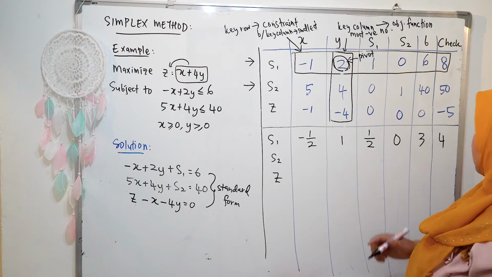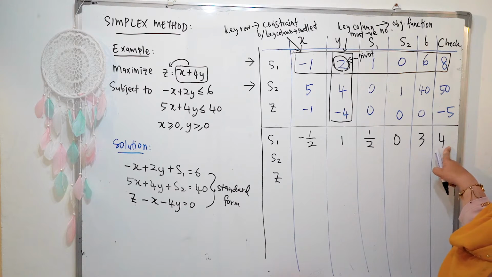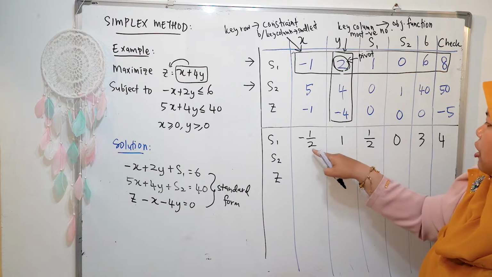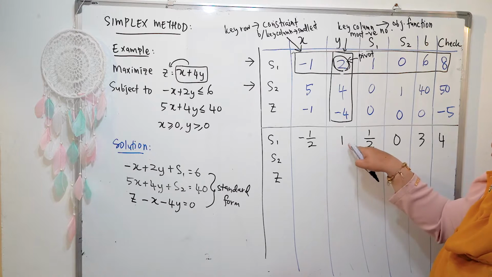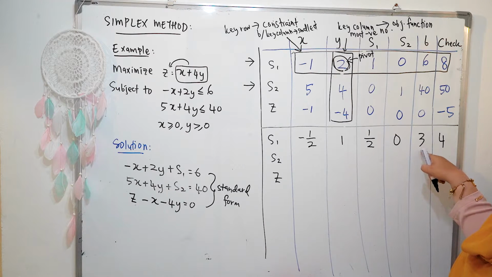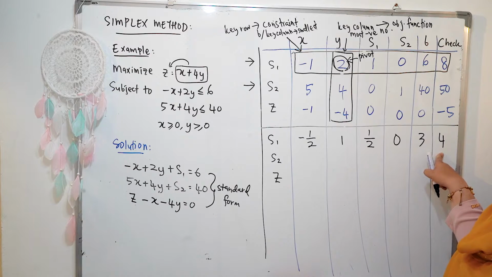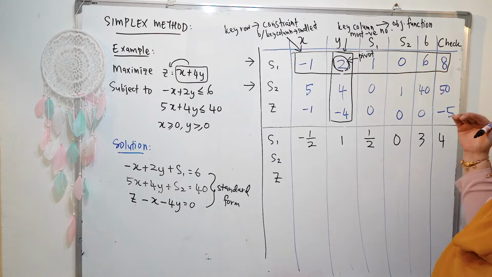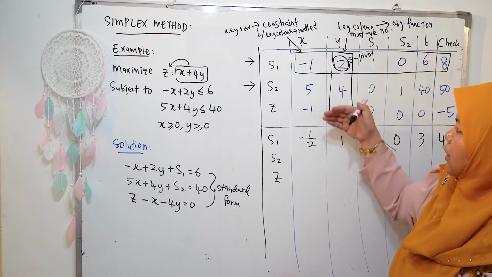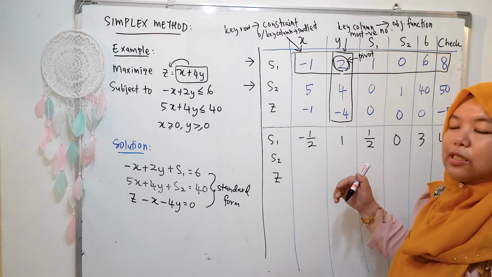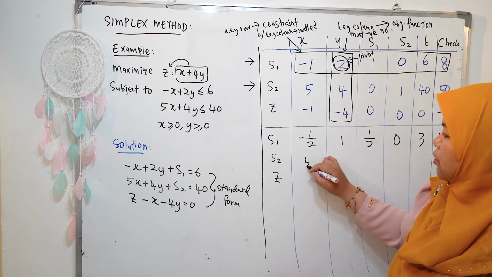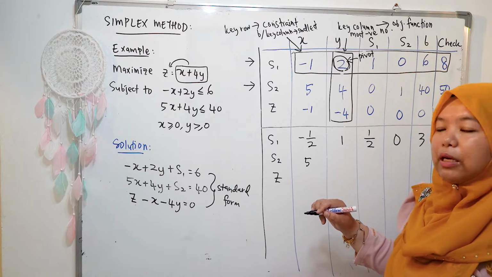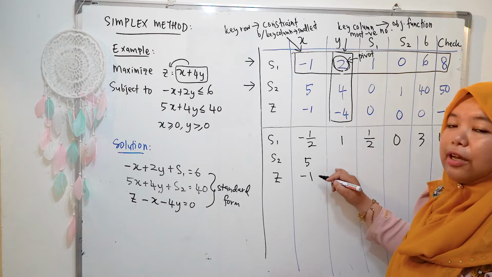We check if we made any mistake by adding all these: negative half plus 1 plus half plus 0 plus 3. The answer is 4. If your answer is 4, then we did the correct step. After we change the pivot into 1, the other rows we just copy and paste. Sorry, this method is a bit long, so stay focused, guys.